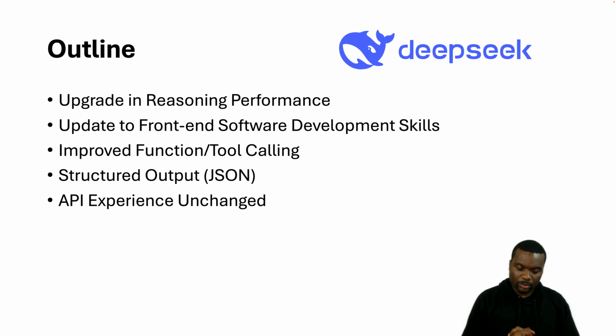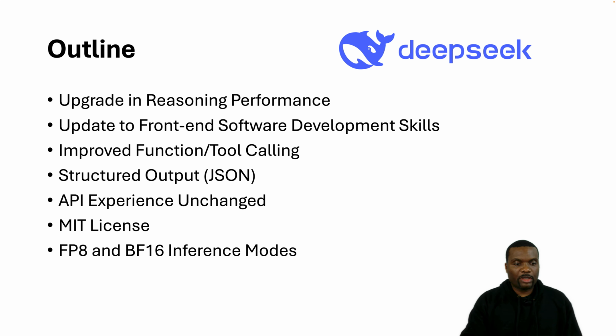Now, if you are waiting for smaller quantized versions, like how we have smaller parameters and all those things, that would not be available in this one, just like how it was with V3. I don't think they're going to release a smaller parameter version. This particular one has 685 billion parameters, and it takes a lot of hardware to run that. It's still going to be MIT license, and it will be available in the FP8 and BF16.